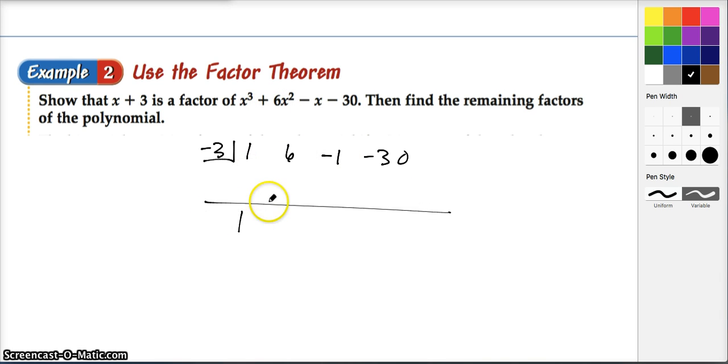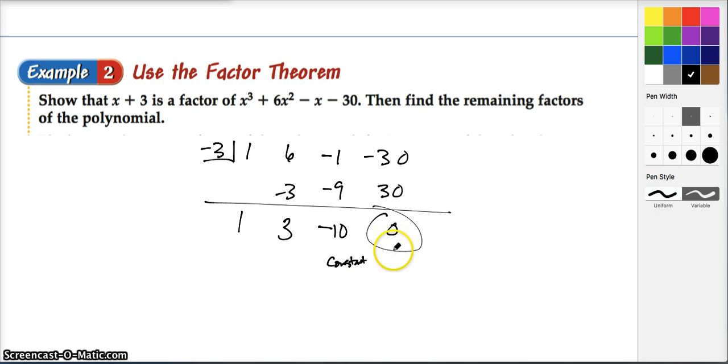And I'm going to drop the 1, negative 3, positive 3, negative 9, negative 10, positive 30, and I have a 0. So this confirms that x plus 3 is indeed a factor, right? And then you remember what we did? This is the constant term. This would have been the remainder. There is none.